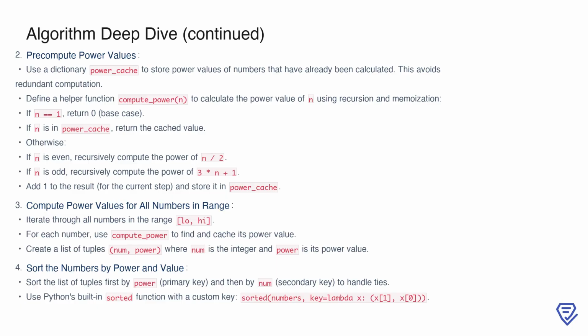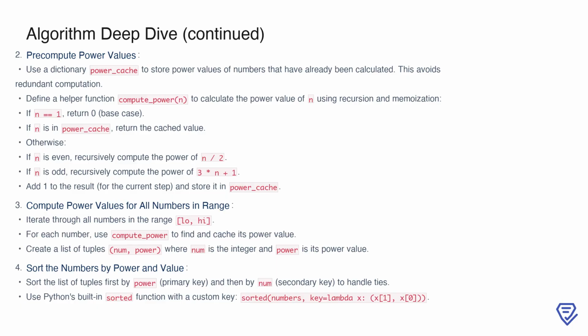Otherwise, we compute the power value recursively. If n is even, we calculate the power for n/2, and if n is odd, we calculate the power for 3*n + 1. In each case, we add 1 to account for the current step and store the result in power_cache. Once this function is ready, we iterate through all numbers in the range [low, high], compute their power values using compute_power, and store the results as tuples (number, power) in a list.